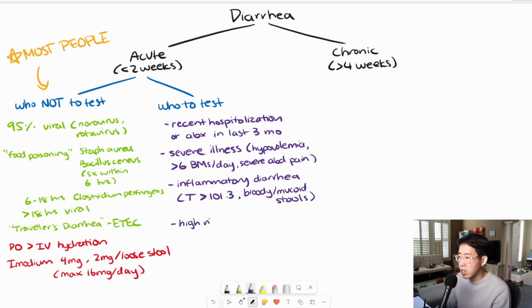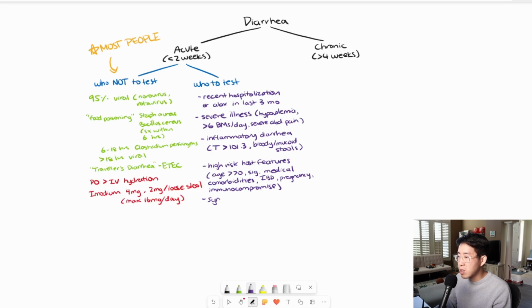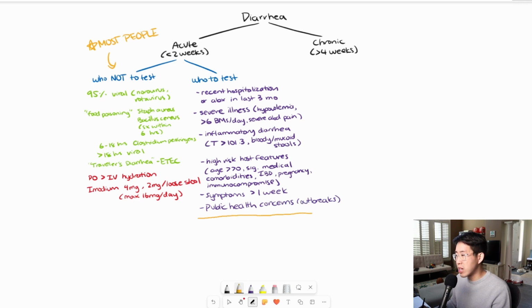high-risk host features, for example, age greater than 70, significant medical comorbidities such as heart failure or pulmonary hypertension, which may be exacerbated by significant dehydration or fluid resuscitation efforts, known inflammatory bowel disease, pregnancy or immunocompromised state, any symptoms lasting greater than 1 week, or if there are public health concerns, for example, if there's a recent outbreak of Giardia or recent outbreak of EHEC, for example. So for any patients that actually meet these criteria, further testing and evaluation would be indicated.